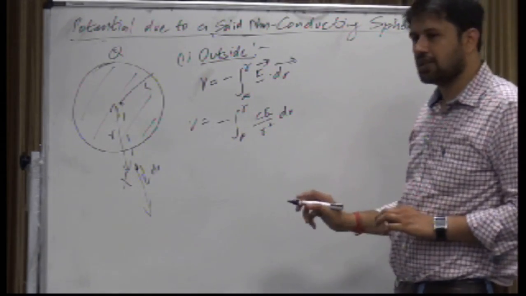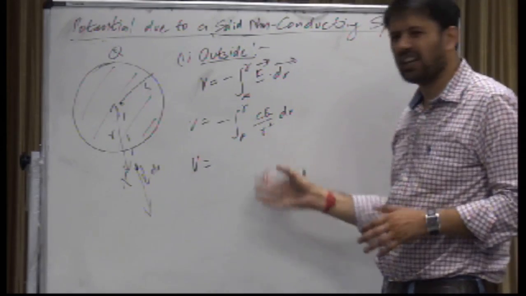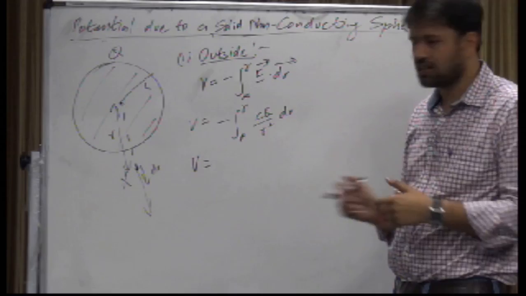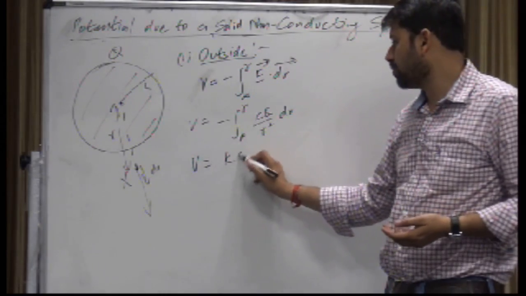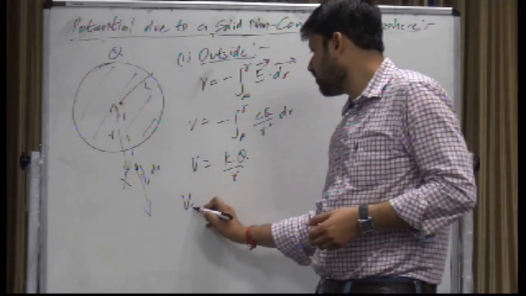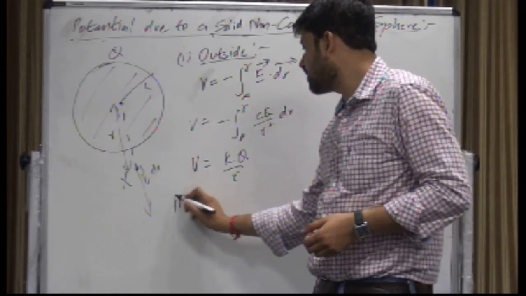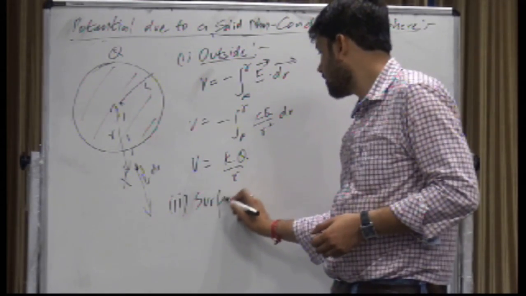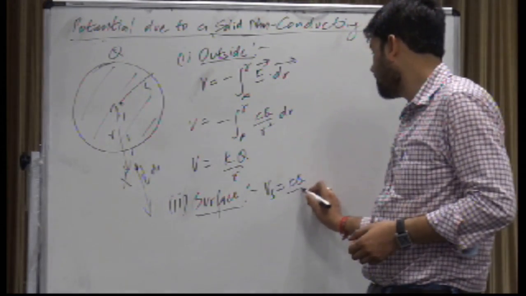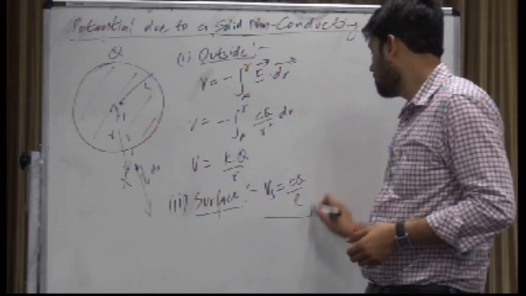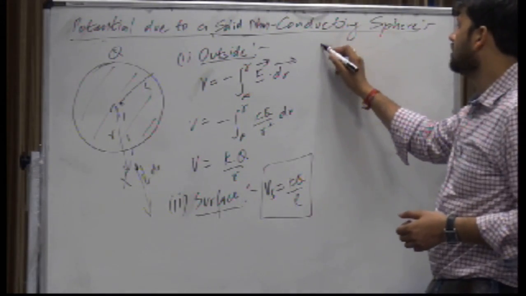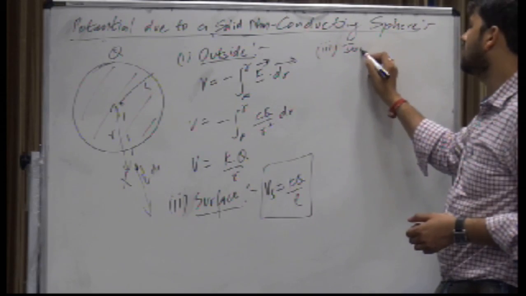So this is the arrangement, and this is quite like a point charge. So this would become kq by r outside. For the surface, second would be surface, Vs would be kq by capital R. Right? Now let's discuss the inside point.